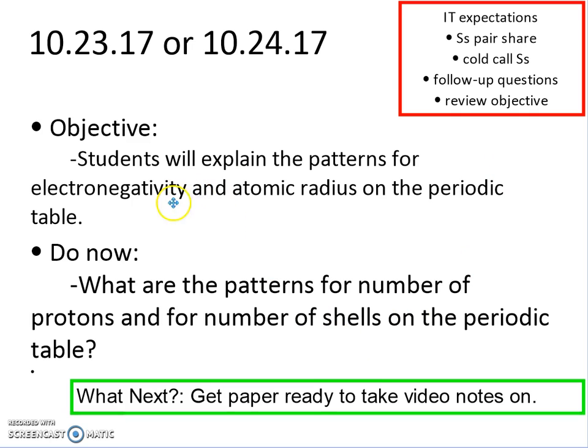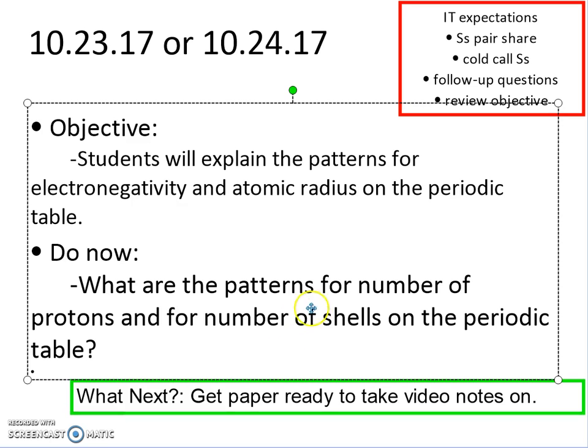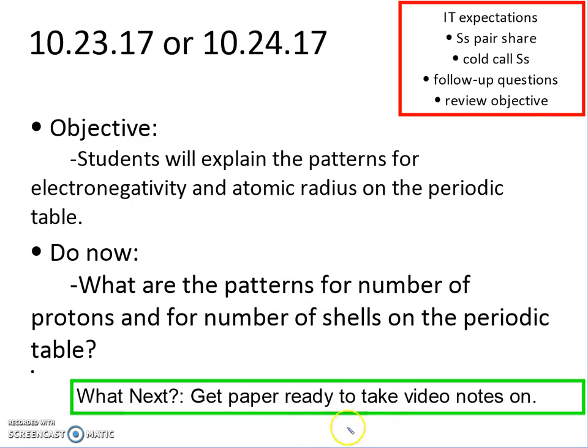Alright, so as you can see, you're going to continue talking about the periodic table today. You're going to talk about electronegativity and atomic radius. So you should have said that number of protons just increases as you go across and down the periodic table. That's actually how the periodic table is organized, by atomic number. And then number of shells is the periods, which is the horizontal ones, right? So first row has 1 shell, second has 2, third has 3, etc.